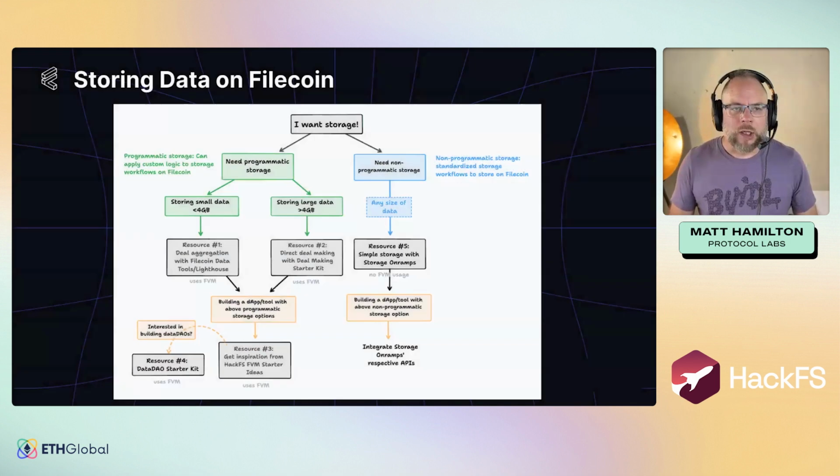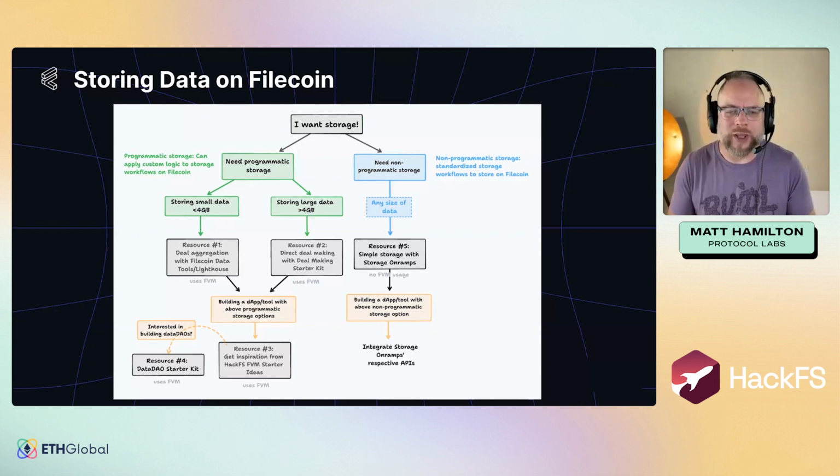So storing data on Filecoin. My colleague Sarah created this great little flow chart, and this is available in the cheat sheet that we've created, the hackathon cheat sheet, which will be linked to at the very end, or if you search for FVM hackathon cheat sheet, you'll find it on GitHub, no doubt, but there's a link at the end. So looking at this, we're starting with the point of view of I want some storage. So I want to store some data. Now there's 2 ways I can go about it. Programmatic storage or non-programmatic storage. So non-programmatic storage, we can go down the blue side of this. I'm not going to cover that today.